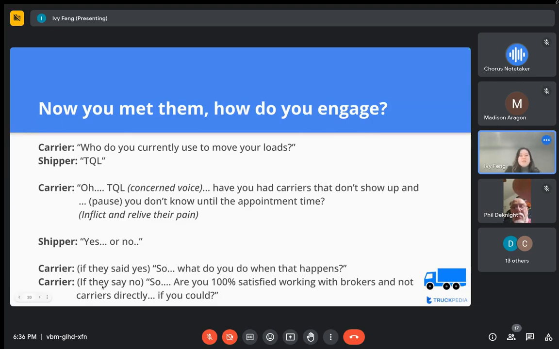And then also if they say no, like, oh, okay, so are you 100% satisfied with working with brokers or with carriers directly? Like, why not work with carriers directly if you could? You want them to give you the answer so that it helps you better understand their problem. Because again, what if they want to work with carriers directly? You ask them, why don't you? And they say, oh, honestly, brokers are just so much easier to find, so much easier to talk to. Carriers, like, I want to work with you guys, but you're the first person to come to my warehouse and talk to me. I don't know anyone else. I don't know who to go to.